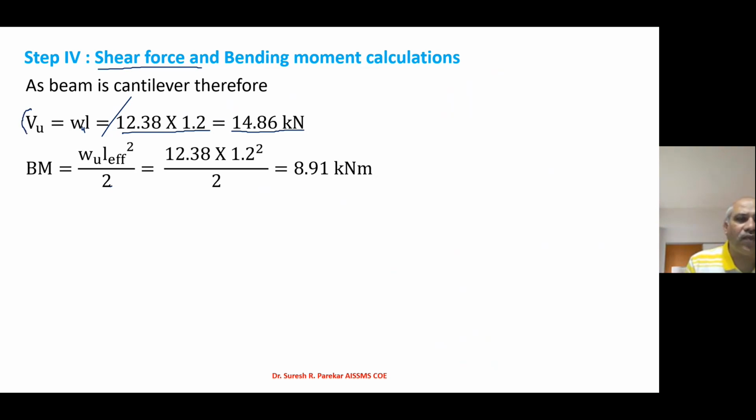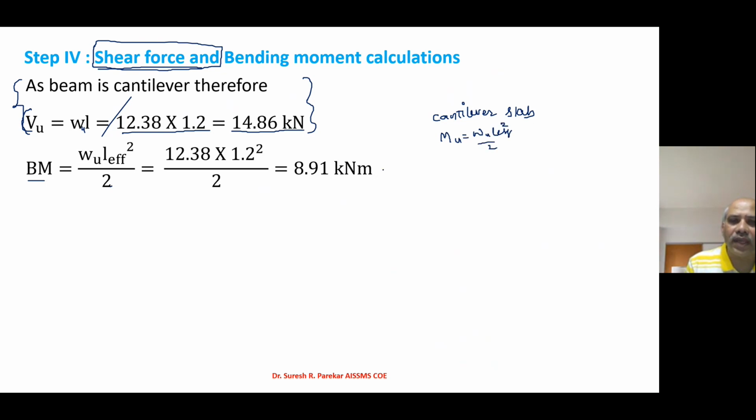If you do not go for this step, that is shear force, you can directly go to bending moment calculations. In slabs, actually, this step is not required. So you can go to step 4, bending moment calculation, and directly you can have bending moment Wu L effective square by 2, because we have slab as cantilever. So you can mention cantilever slab, and then you can write Mu is equal to Wu L effective square by 2.